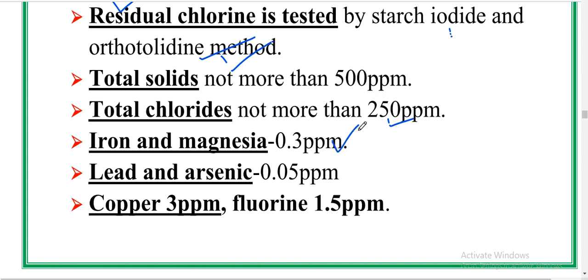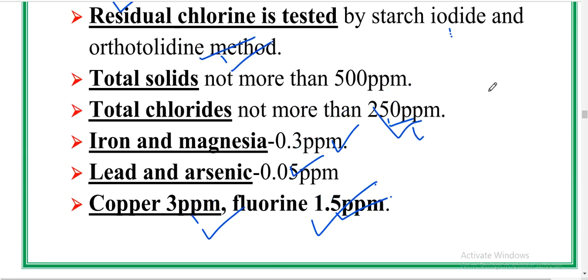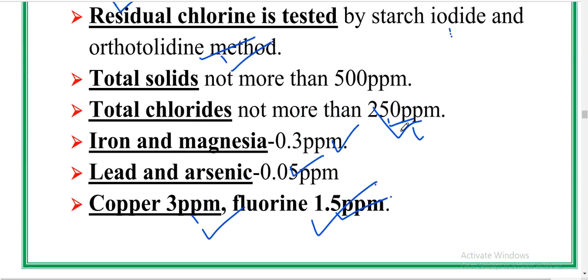Iron manganese 0.3 ppm, lead arsenic 0.05 ppm, copper 3 ppm and fluorine 1.5 ppm. Very important. Total solid 500 ppm, total chloride 250 ppm, iron and manganese 0.3 ppm, lead 0.05 ppm, copper 3 ppm and fluorine 1.5 ppm. Remember fluorine 1.5 ppm and chloride 250 ppm. Iron 0.3 ppm, and lead and manganese 0.05 ppm.